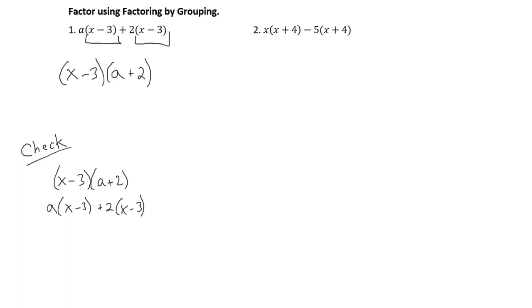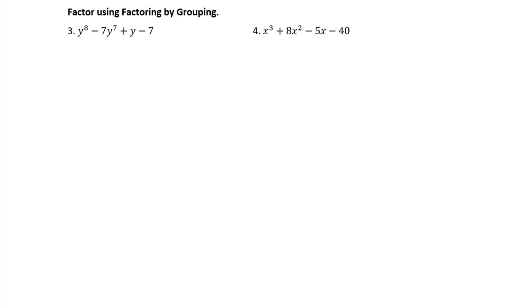All right, so again, x plus 4 is found in both. So we're going to factor out that x plus 4. And what's in front of the first one is an x. And what's in front of the second one is the minus 5. All right, let's look at some more examples.